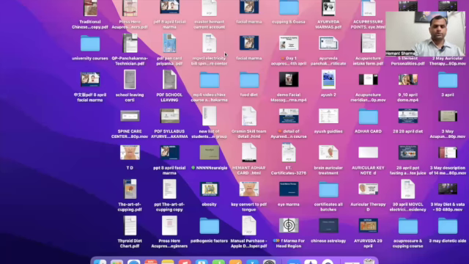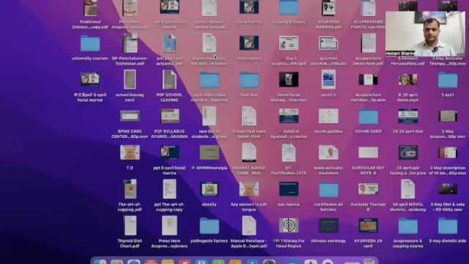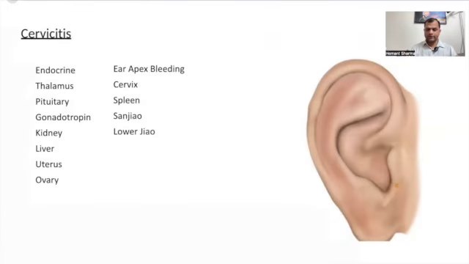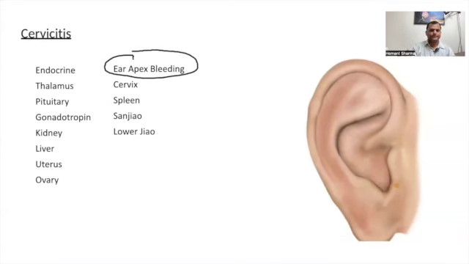So in that way, how can we do the treatment of the cervix? There is a very simple treatment, the same treatment we have to apply. Cervicitis: itis means inflammation. itis का अर्थ होता है inflammation, right? So when the female suffering with any types of inflammation, so the first point will be ear apex bleeding. So we will do the ear apex bleeding.